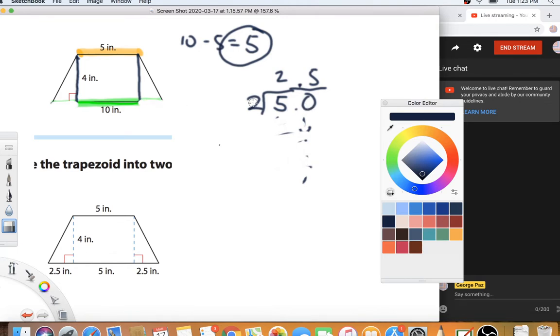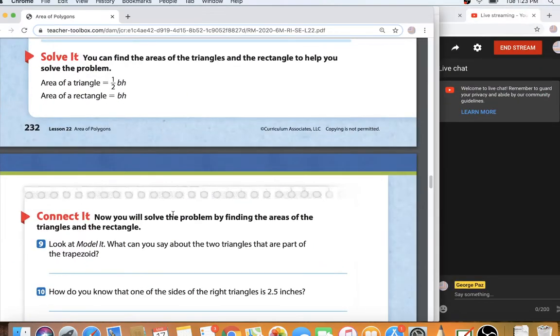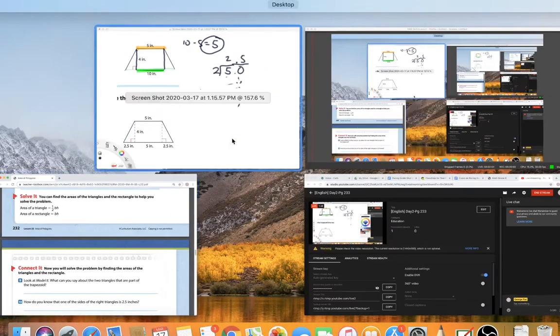When we divide 5 by 2, because we have 2 triangles, we get 2.5. And that's how we got 2.5 for each base. But for the question, it's just asking, how do you know one of the sides of the right triangle is 2.5? We divided 5, which was the remaining base, by 2 triangles.